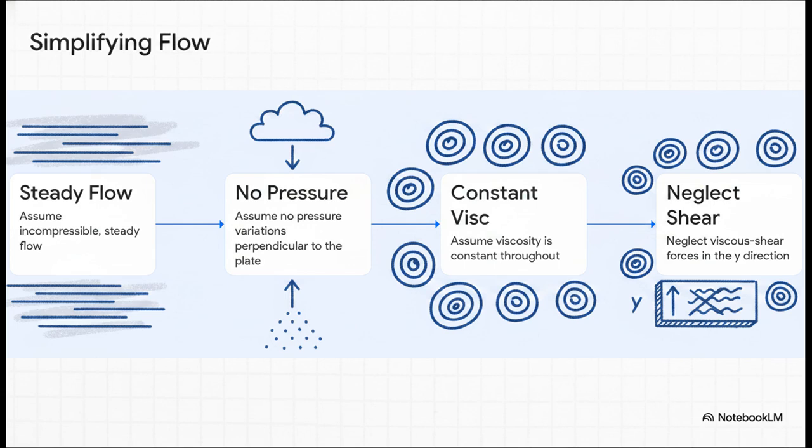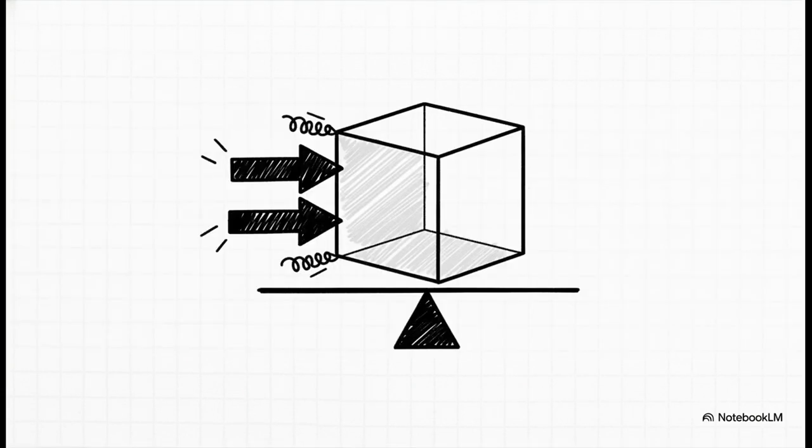To turn these incredibly dense integral momentum equations into something we can actually solve, we apply 4 crucial simplifying assumptions to our control volume. First, we assume the flow is steady and incompressible. Second, no pressure variations as you move vertically away from the plate. Third, constant viscosity. And fourth, we completely neglect viscous shear forces acting in the vertical y direction. When we apply those assumptions, we get the integral momentum equation.